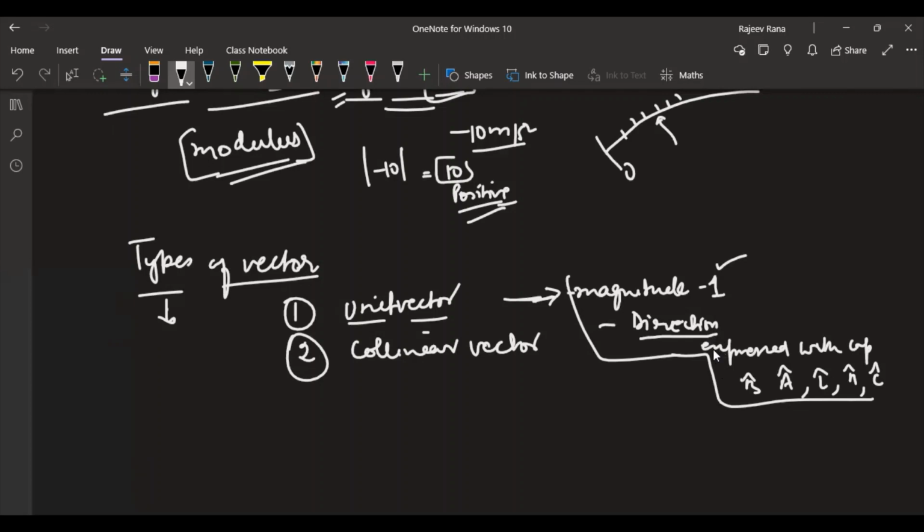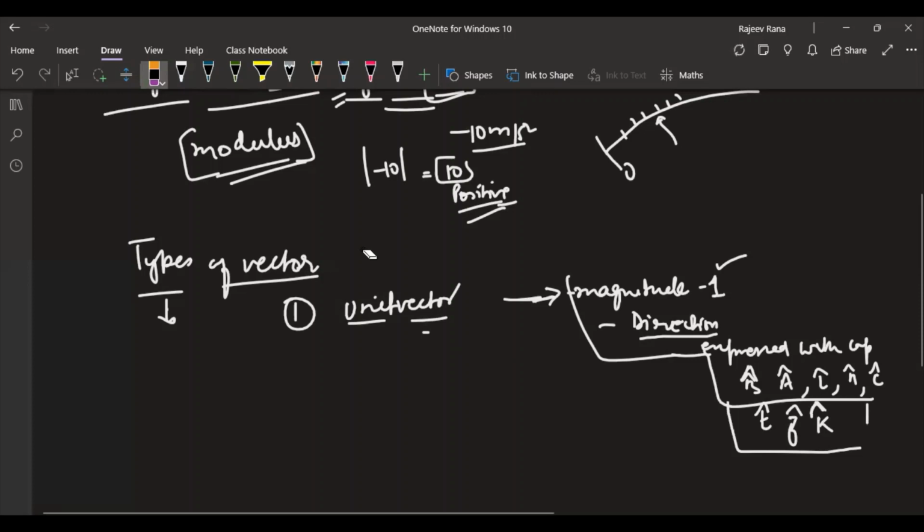So how do we express this unit vector? We express it by putting a cap on the alphabet. So A cap, i cap, n cap, c cap, t cap, z cap, k cap. They all are which type of vector? Unit vectors. Now, you must have seen that vectors are expressed with an arrowhead, like a line having an arrow. Isn't it?